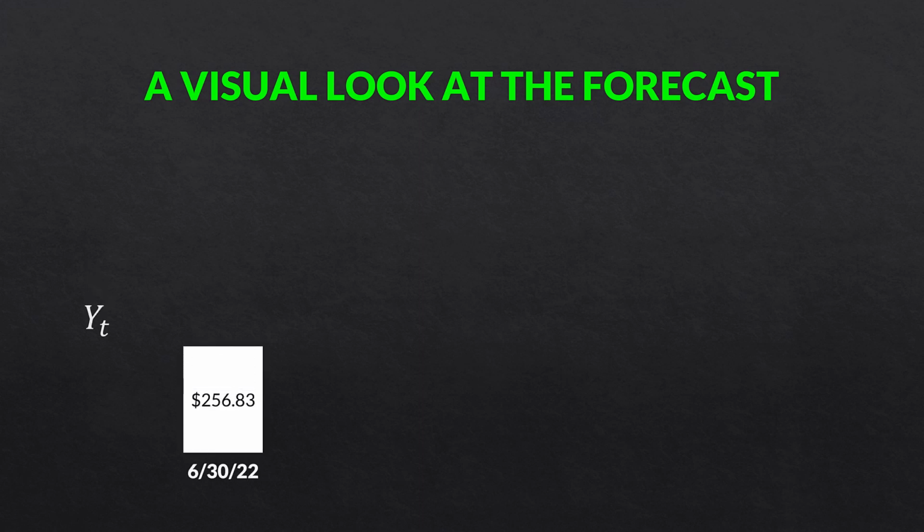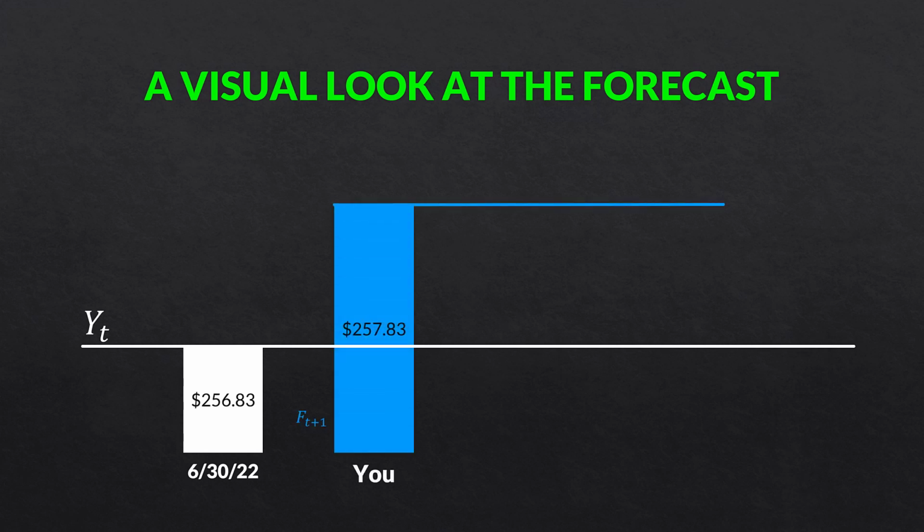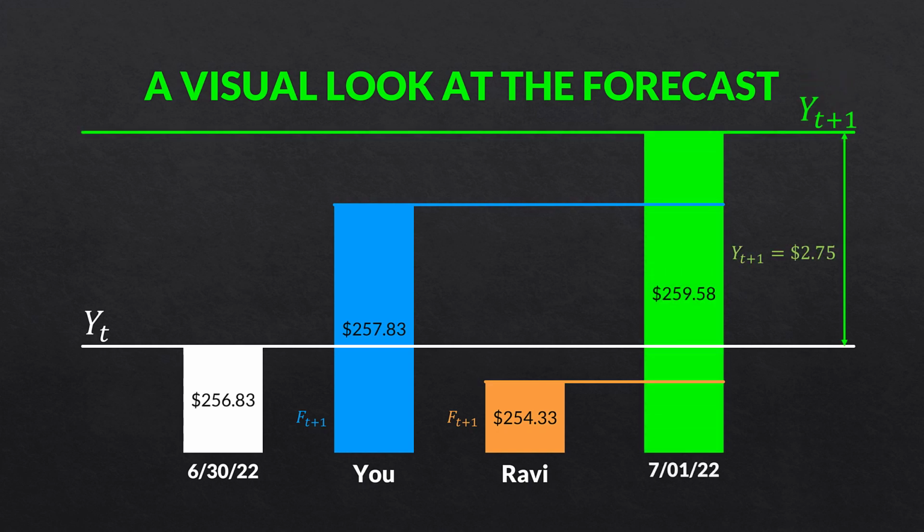So here's a visual look at how this works. Here was the actual price on the 30th, so $256.83. You made a forecast of $257.83. Therefore, that is your forecast of time plus 1. Ravi had a forecast of $254.33. That's his forecast at time plus 1. The actual price, after the next day happened, was $259.58. So the stock price there had a gain of $2.75. It went from $256.83 up to $259.58.